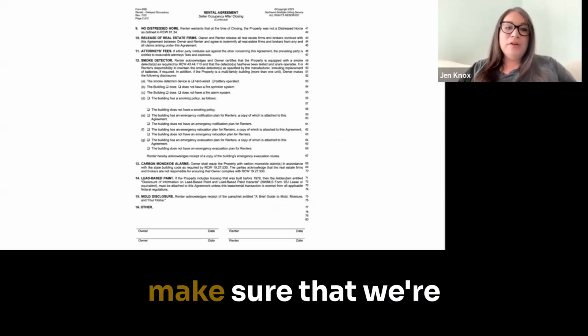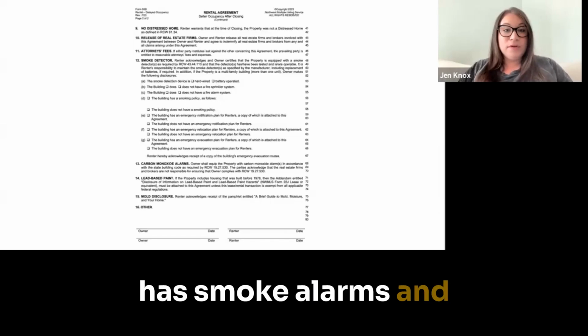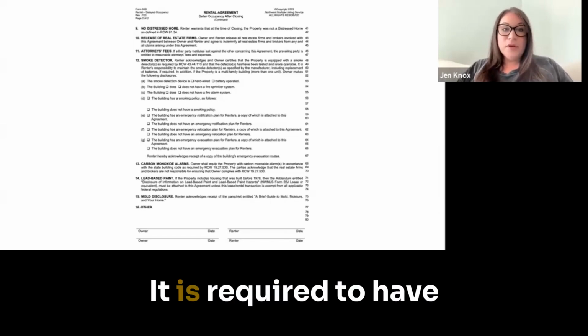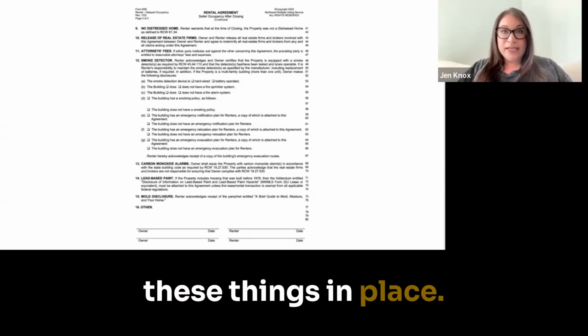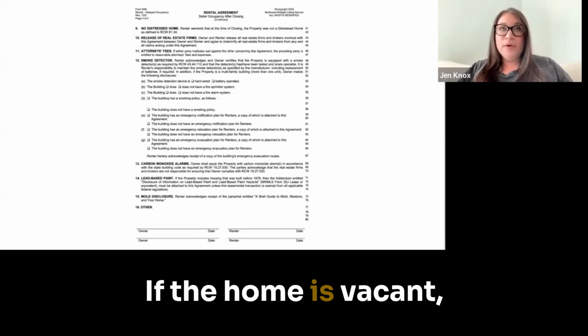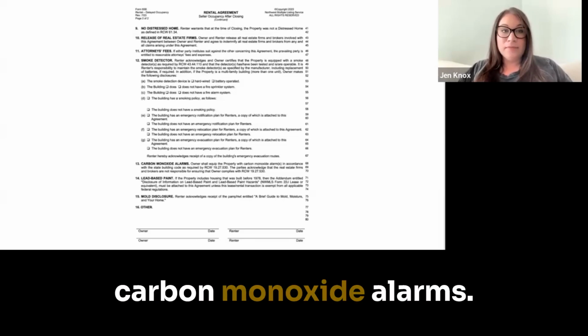On page 2, we want to make sure that we're also checking the boxes that the property has smoke alarms and smoke detectors, carbon monoxide detectors. It is required to have these things in place if you are selling a residential home. If the home is vacant, you have to have a bare minimum amount of smoke alarms and carbon monoxide alarms.